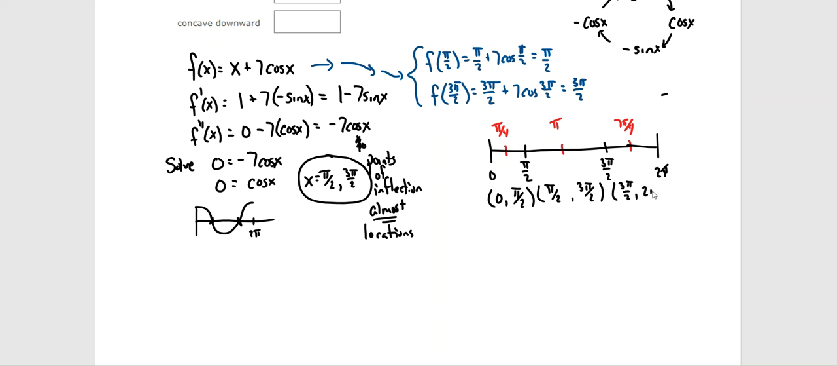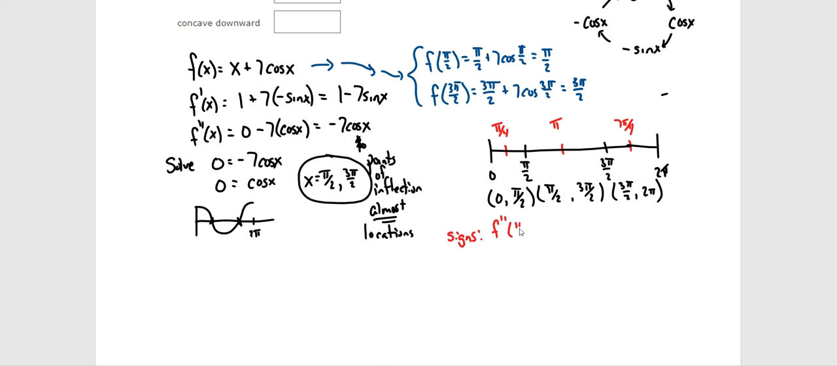Make sure your intervals stop. They'll start at 0, end at 2 pi, and they're cut by our points of inflection. So if you write these down first, and then we find the sine, all right, look for the signs.